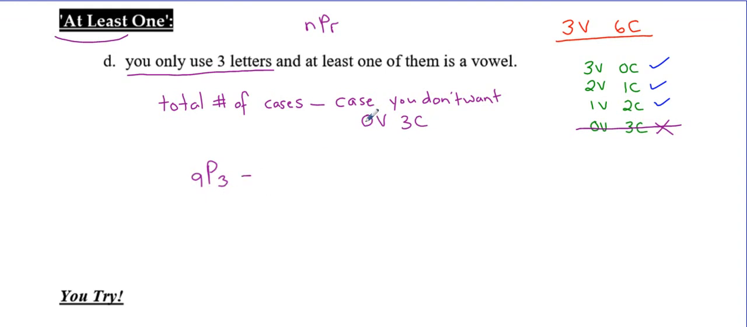The number of cases with 0 vowels and 3 consonants is, well, there's 3 vowels. We're not going to arrange any of them. And there are 6 consonants, and we are going to arrange 3 of them. And that gives you 384.